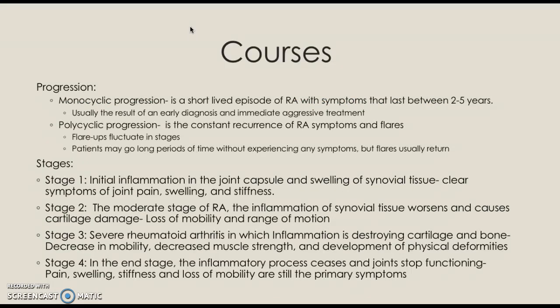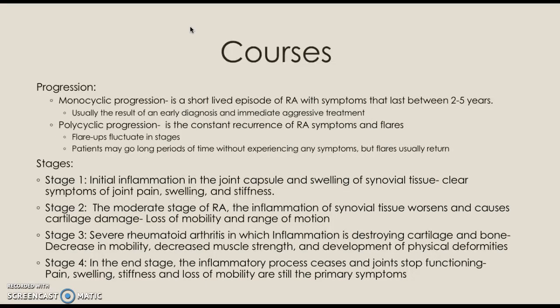Courses. So there's 2 types of progression of RA. The first is monocyclic progression. This is a short-lived episode of RA with symptoms that last only between 2 to 5 years. This progression is usually the result of an early diagnosis and immediate aggressive treatment.